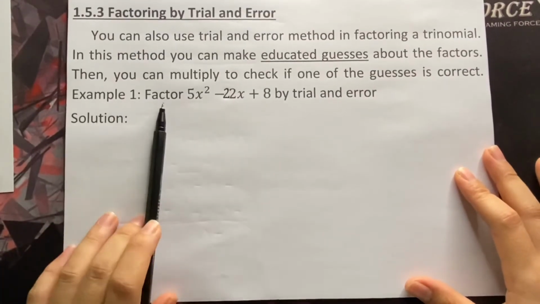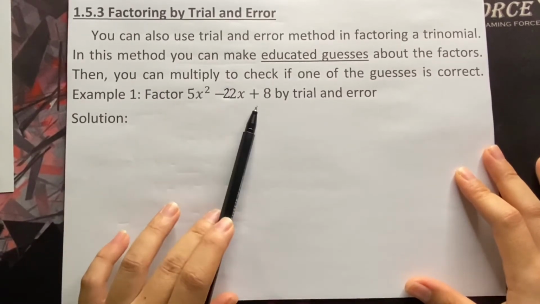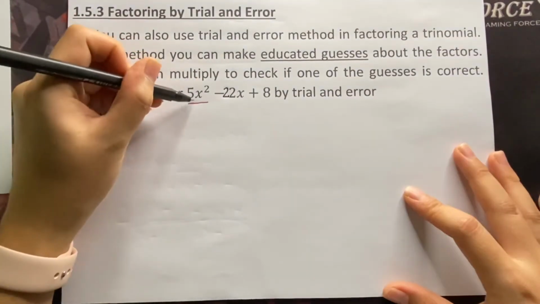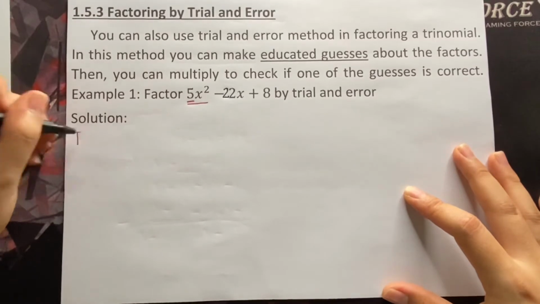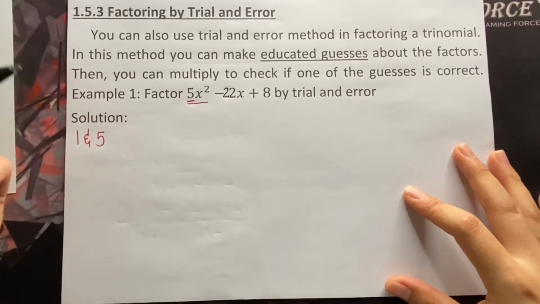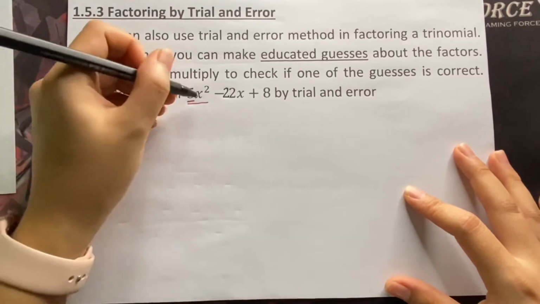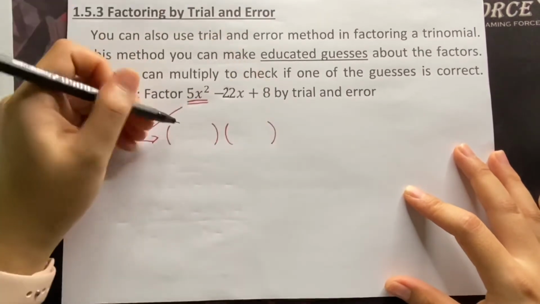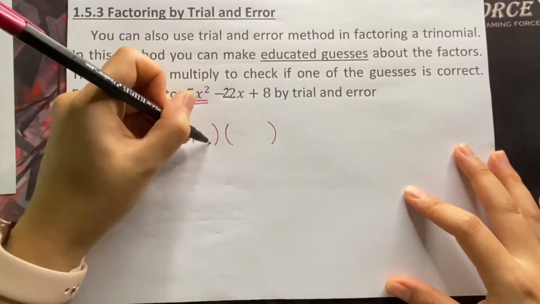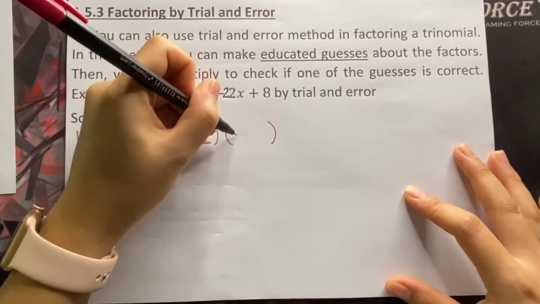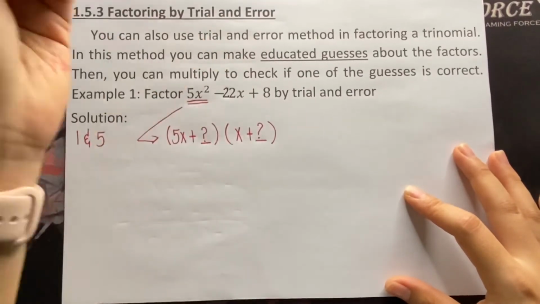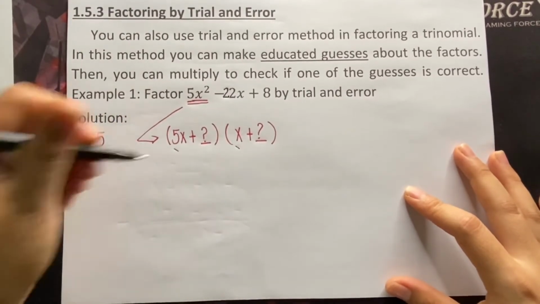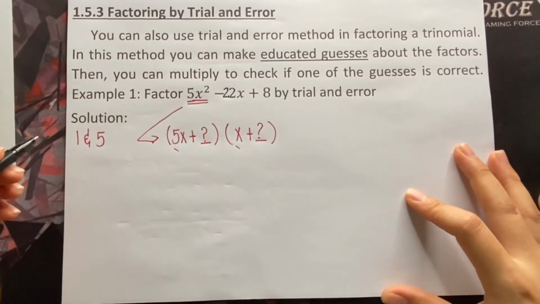Example 1. Factor 5x squared minus 22x plus 8 by trial and error. First term, which is 5x squared. Since prime number si 5, ang factors lang ay 1 and 5. Meaning, yung product ng first terms ng binomial ay 5x squared. Itong given na to ay possible na 5x plus blank times x plus blank. So, sa answer pa lang, meron na tayong sagot sa unang terms. So, hindi ko na kailangan isulat yung 1 sa tabi ng x, invisible 1, understood.